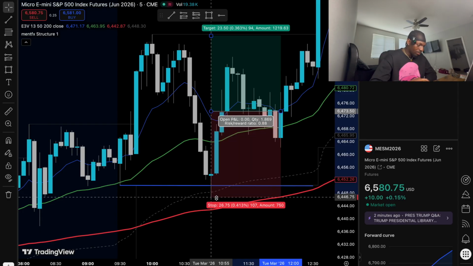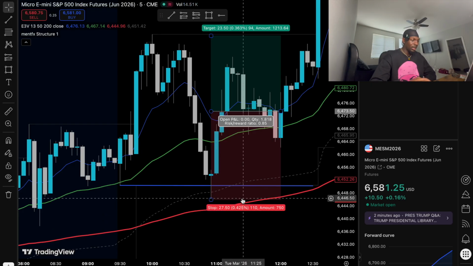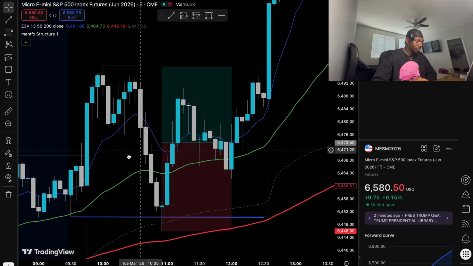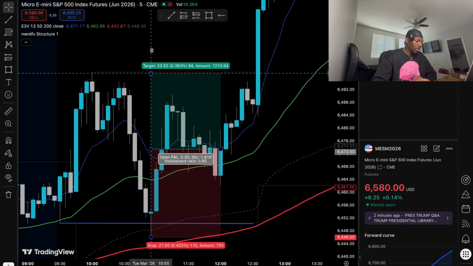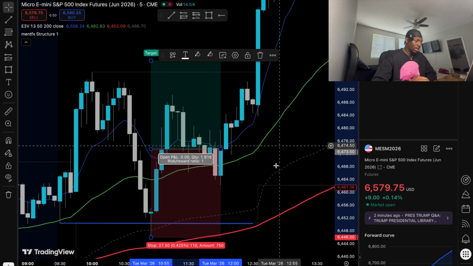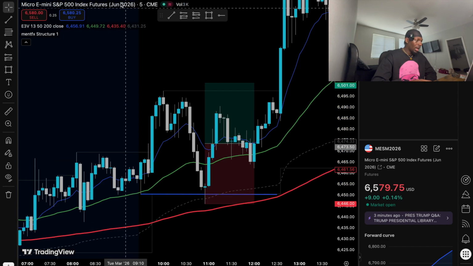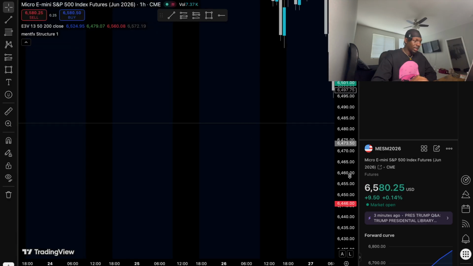I put my stop loss below here because if price comes below here, then I just got the bias wrong, and that's totally fine. I'd rather get caught in a reversal than to get caught being liquidity. So put my stop loss down here. Target 1 to 1, break even. And then, so for the target, I was targeting these highs.